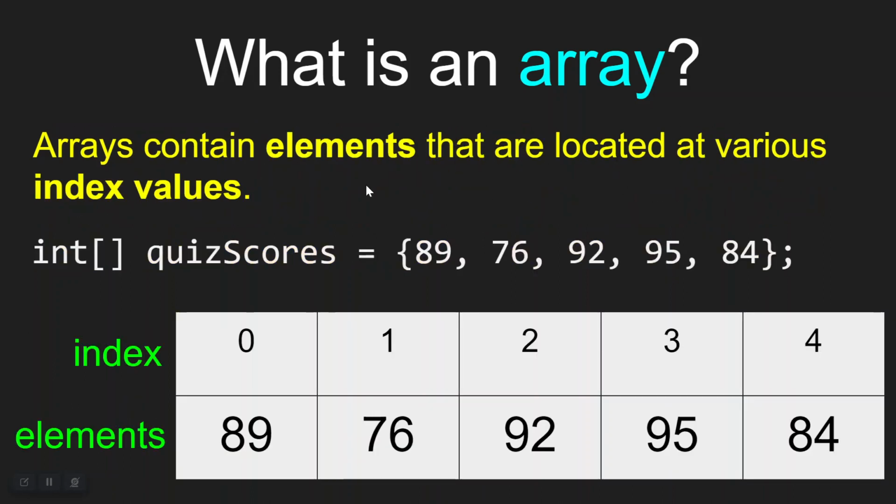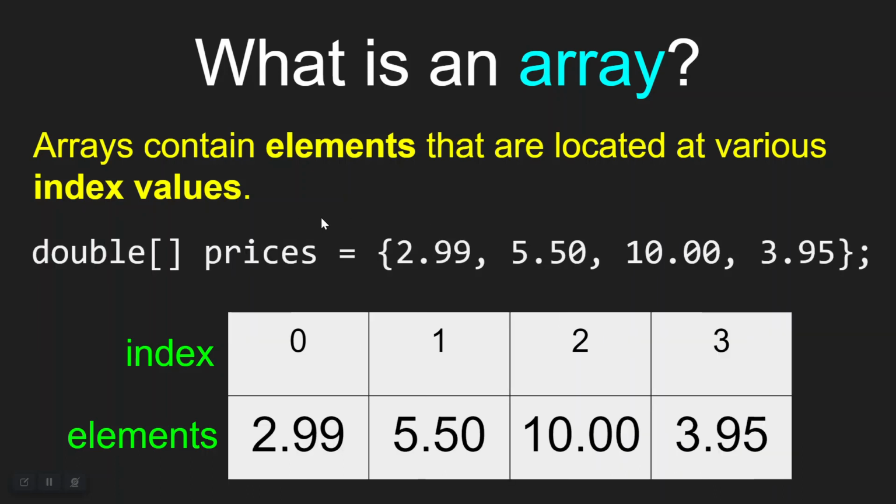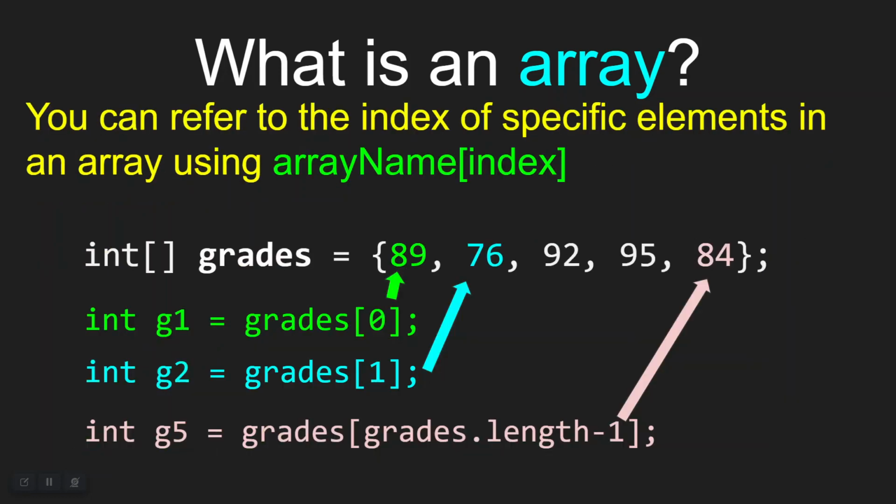Arrays contain elements that are located at various index values. So again, index starts at 0, goes up until the length minus 1. Of course, we can have arrays for all different types of data. We can do primitive data types as well as reference data types like strings and even objects of different classes. We can store doubles, we can store booleans, whatever. And then, of course, if you want to access individual elements of an array, you reference them by the name of the array, and then in square brackets, we put the index value. And so, you can access elements of the array and you can store them in variables, or you can use them in print statements or whatever you need to do there.